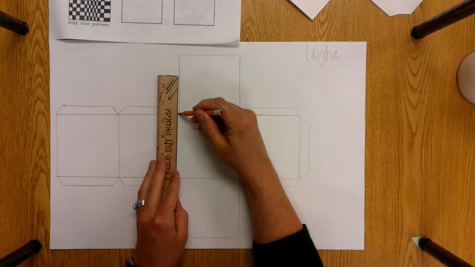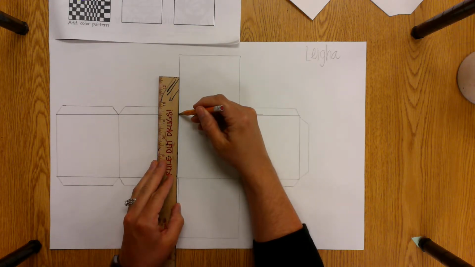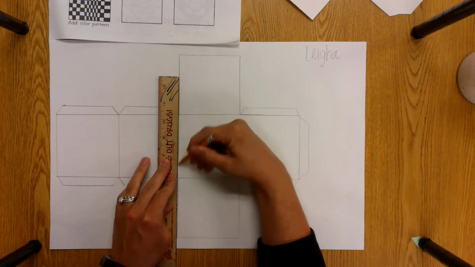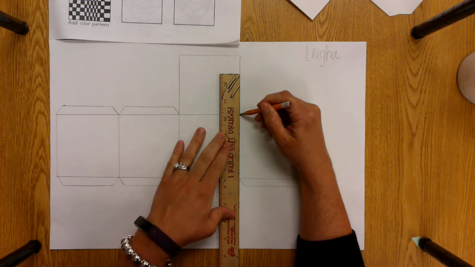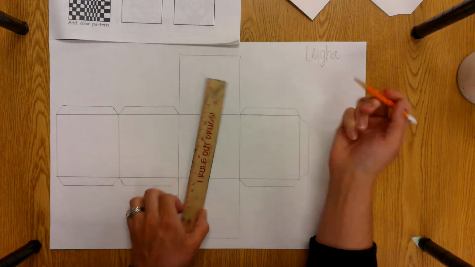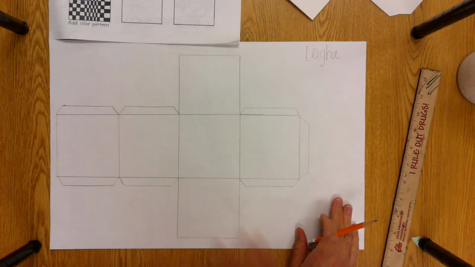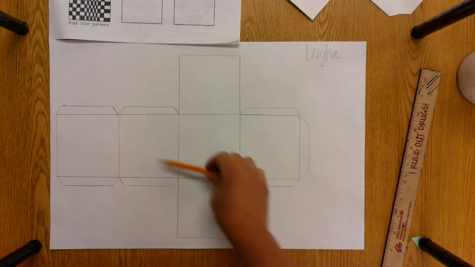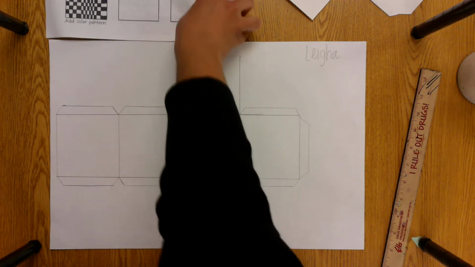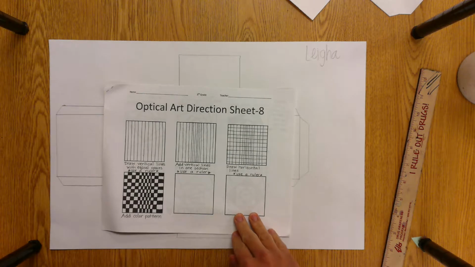Notice how I'm holding my ruler. I don't want to move my ruler around because then the ruler will not make a straight line. Holding my ruler with my fingers spread apart. There we go. So now I have my net design, and I'm going to draw in each section of my cube one of the choices from the Optical Art direction sheet packet.